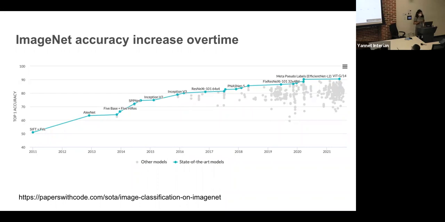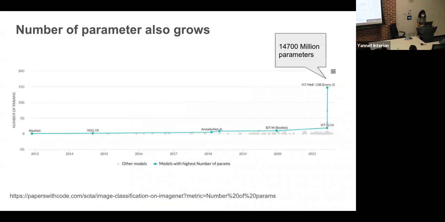And nowadays, you see that a bunch of years have passed and people keep coming up with new models and new models. And right now we are at about 90%, which is kind of incredible, right? So this is how ImageNet accuracy has increased over time.